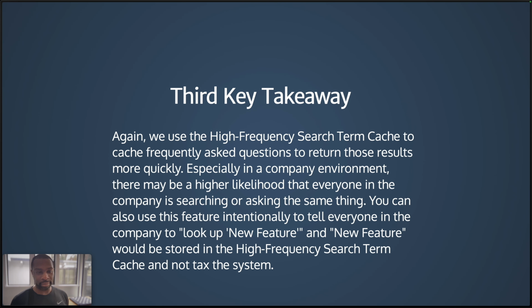Third key takeaway: again, we use the high-frequency search term cache to cache frequently asked questions to return those results more quickly. Especially in a company environment, there may be a high likelihood that everyone in the company is searching or asking the same thing. You can also use this feature intentionally and tell everyone in the company to look up a new feature, and the new feature would be stored in the high-frequency search term cache and not tax the system.